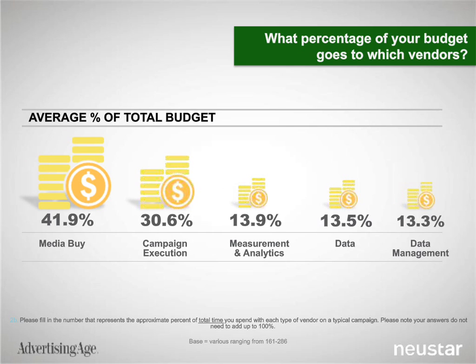Now let's look at budget. So we've talked about the number of vendors, the average percent of time. Now if we look at how much money is being spent across these different vendor types, as we can see, again, media buying, campaign execution, and measurement and analytics are the top three. But as Rob pointed out earlier, what I think is interesting is that the amount of budget that's being spent from a measurement and analytics, data, and data management perspective is on the lower end, yet those may be areas that would help inform and give insights into the data that's needed to make your media buying and your campaign execution more efficient.